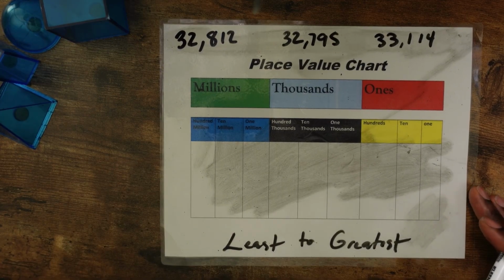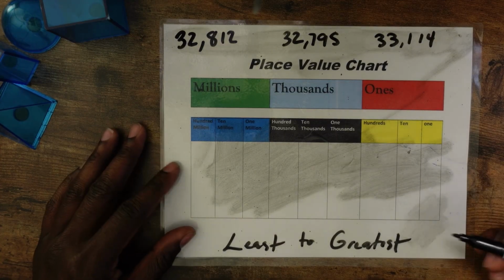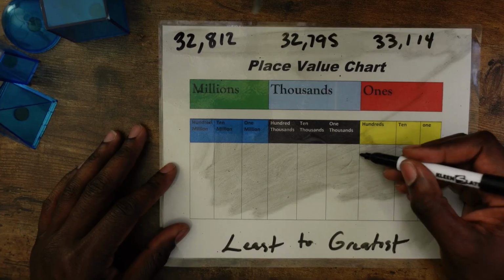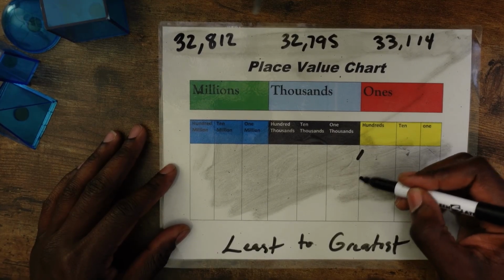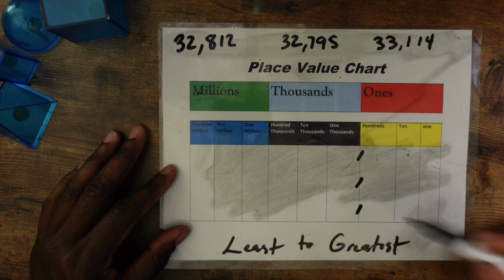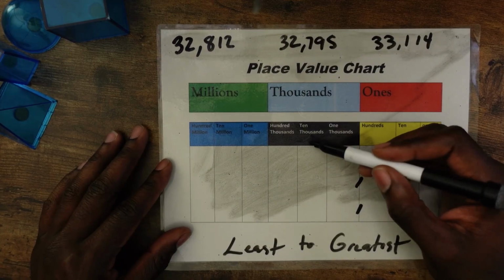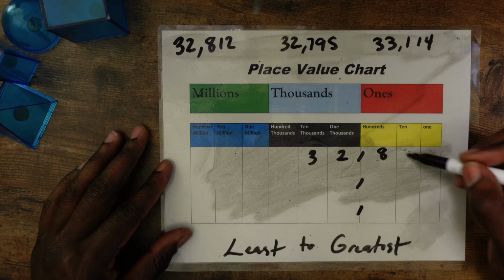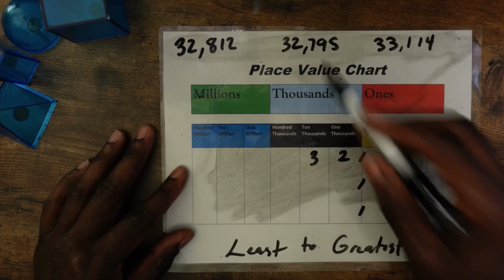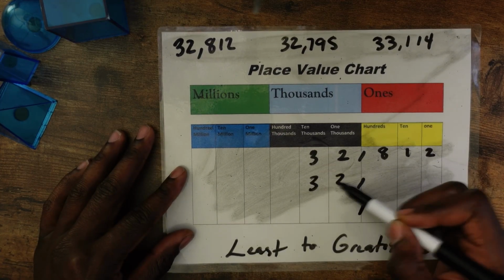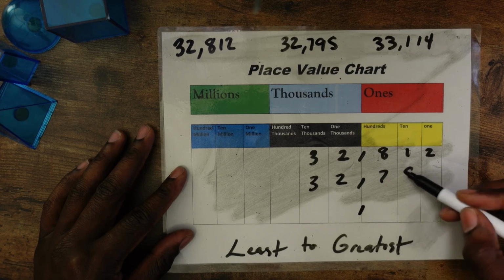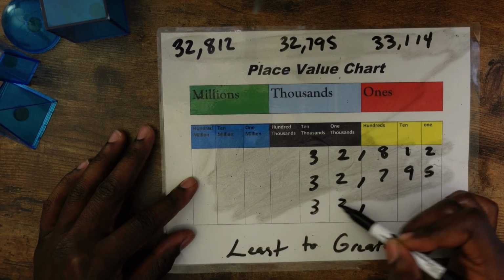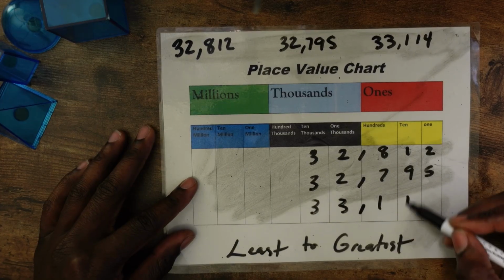So the first thing we're gonna do is we're gonna put them in the place value chart. So we got 1 comma in each number. So they're gonna go to the thousand place. So first number, 32,812. Second number, 32,795. Third number, 33,114.